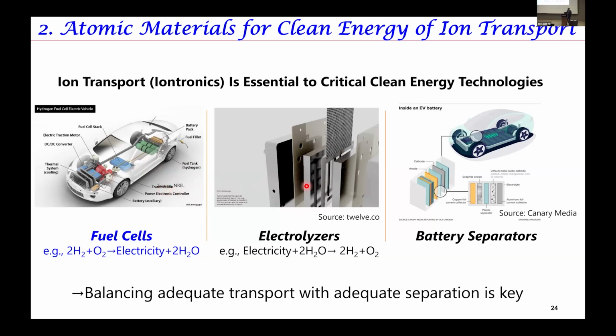But you can also use these similar constructions as electrolyzers, for example, for water splitting, to generate clean hydrogen or green hydrogen. You can clearly also use membranes for battery separators, for standard batteries, for standard electric vehicles. So in these membranes, which are the elementary devices in this ion transport, balancing adequate transport is extremely important with balancing separation. And I'll speak about that very briefly.